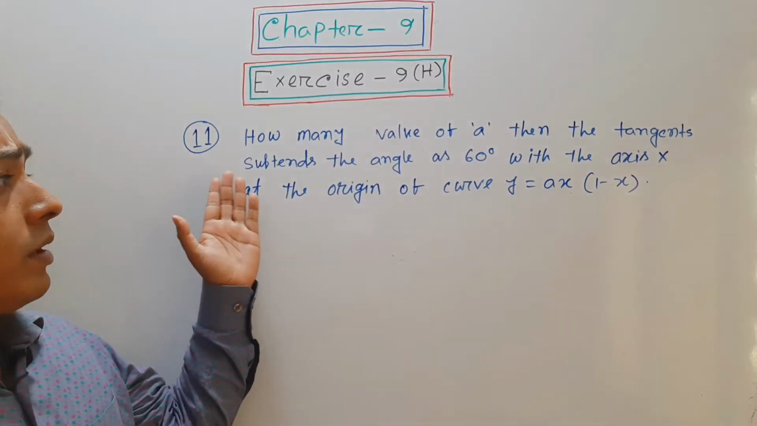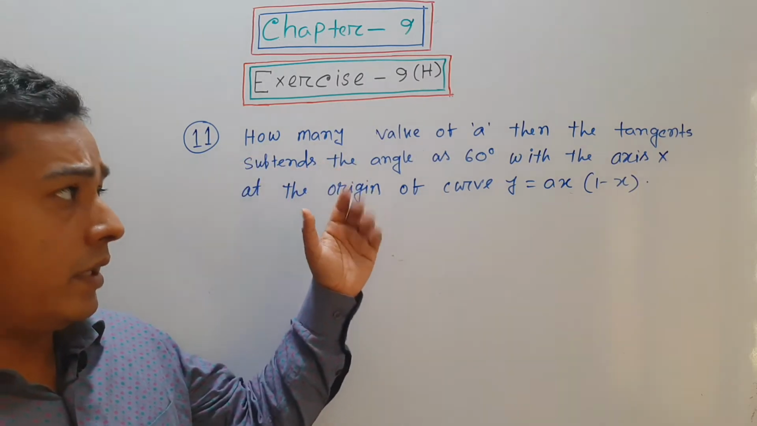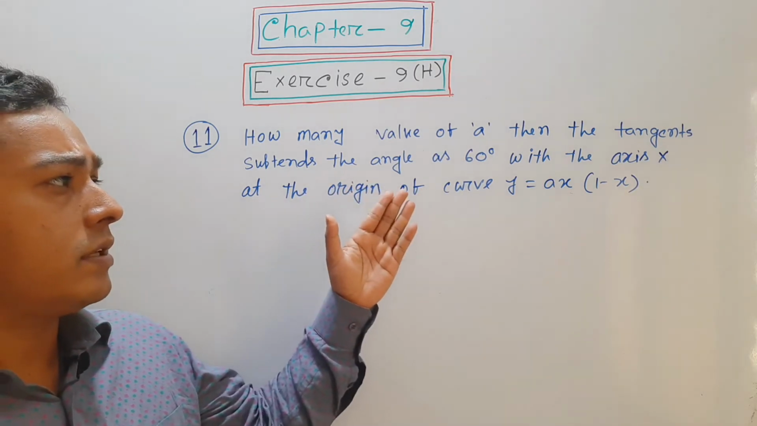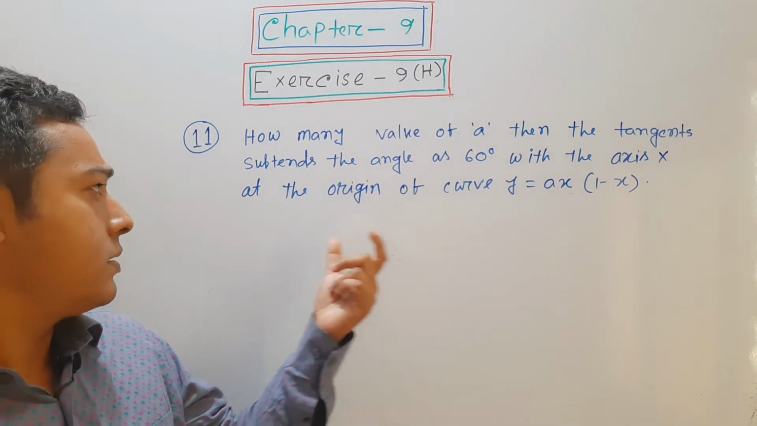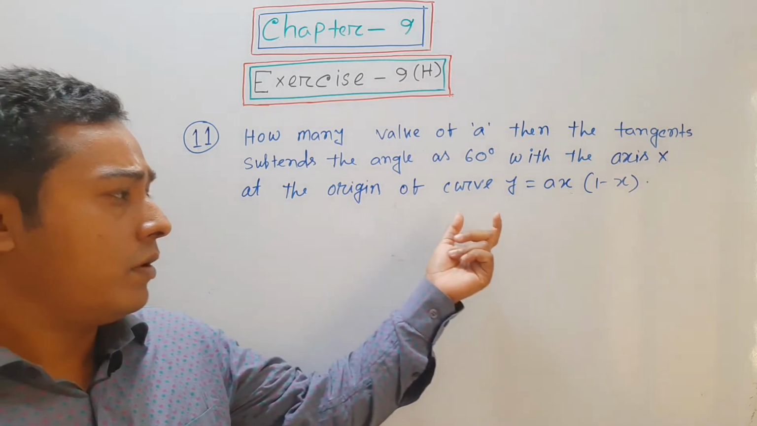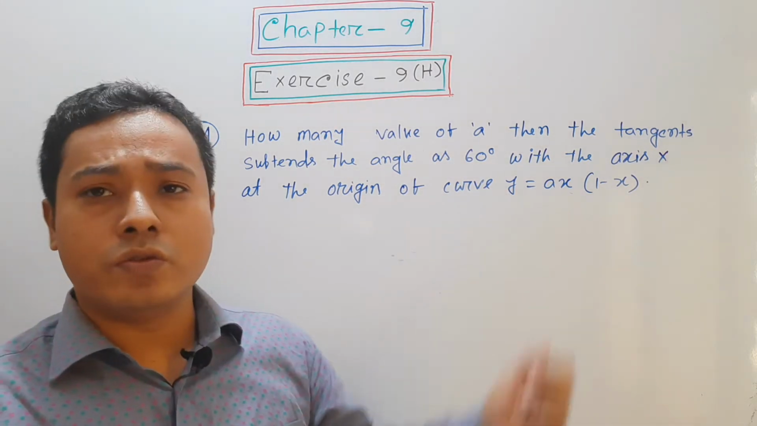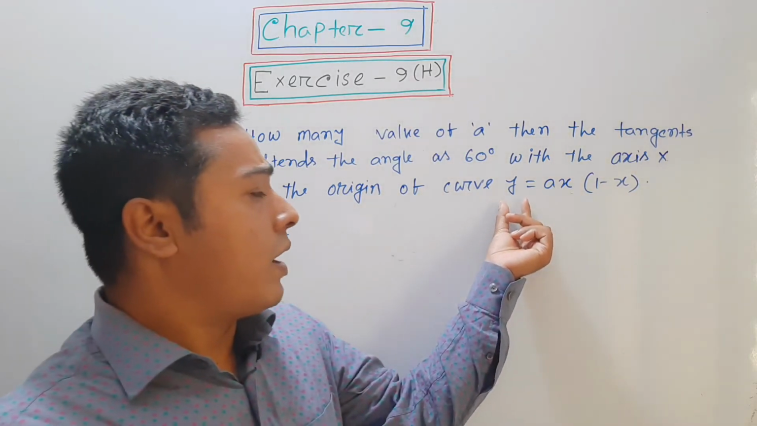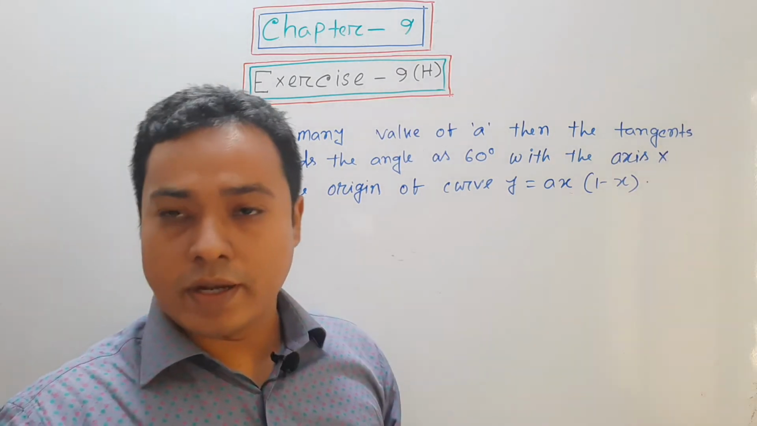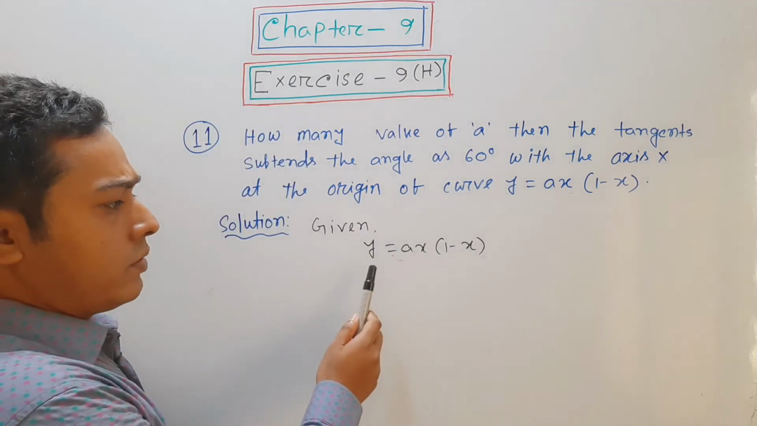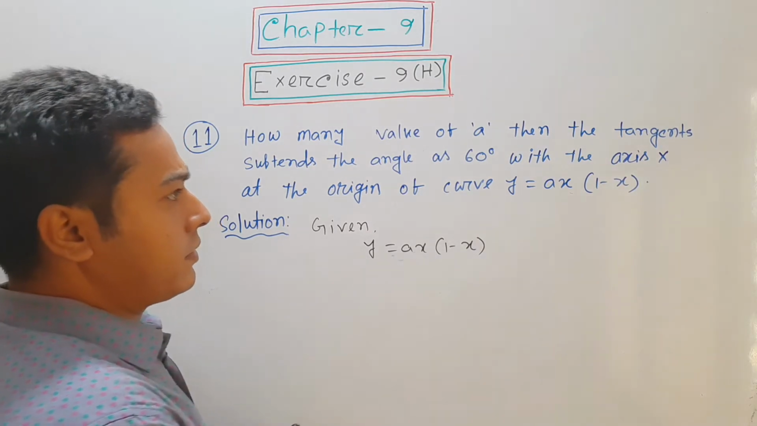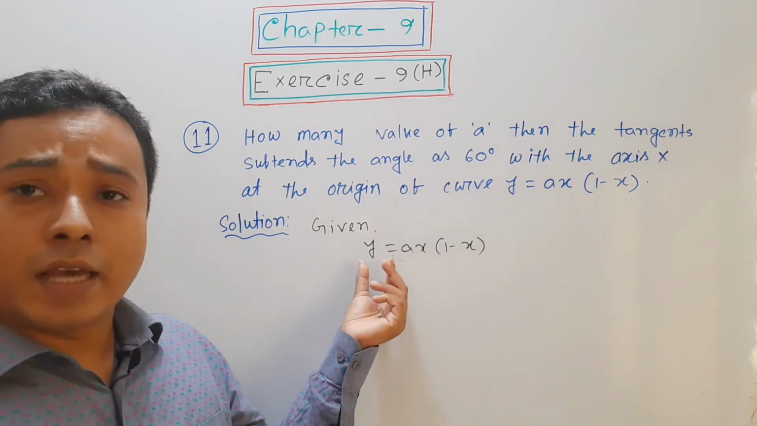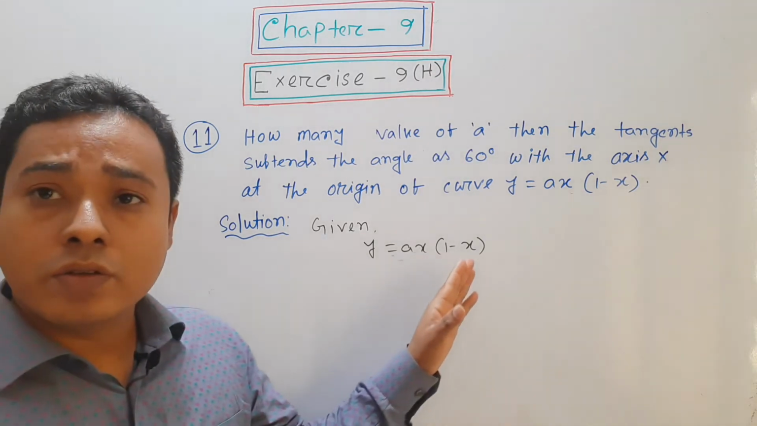Question number 11: for how many values of a does the tangent subtend an angle of 60 degrees with the x-axis at the origin of the curve y is equal to ax into (1 minus x)? This is the curve y is equal to ax(1 minus x). For the slope of the tangent, we need the differentiation of this curve with respect to x.